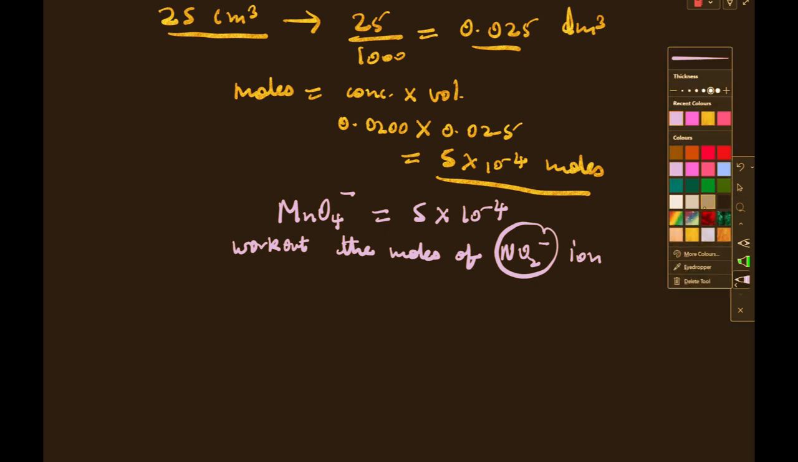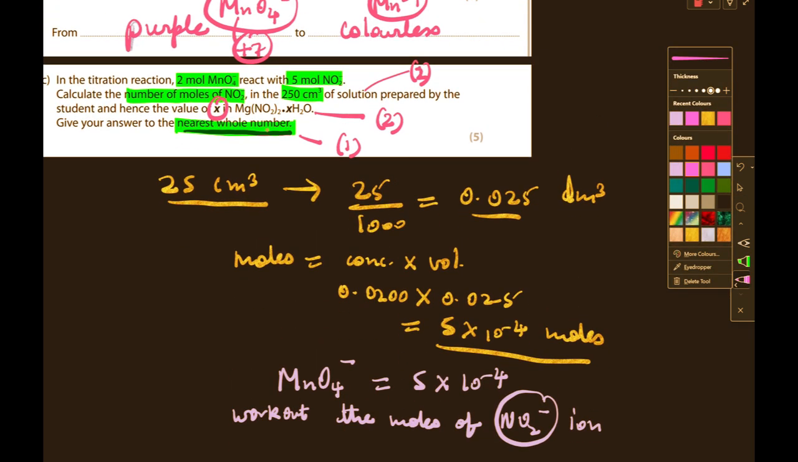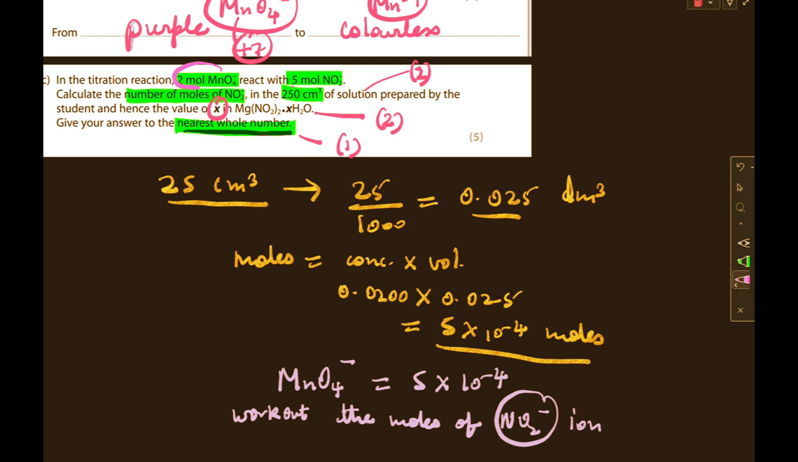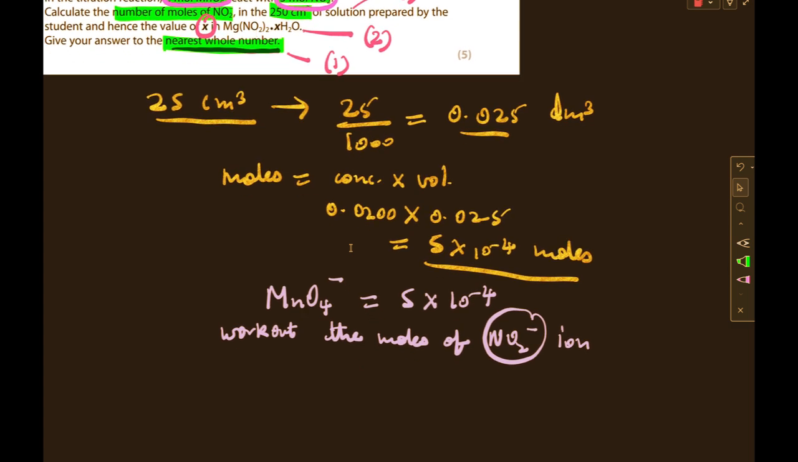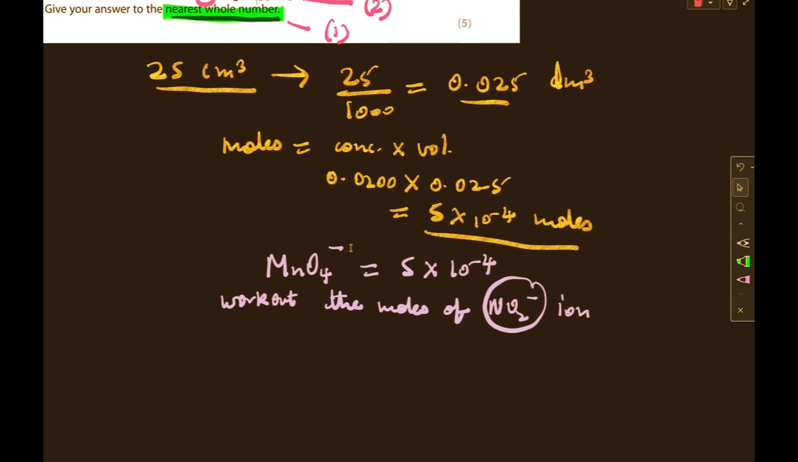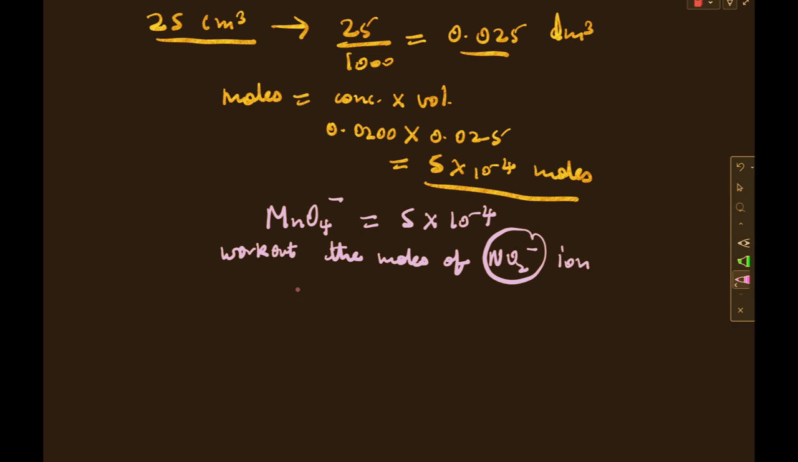I would simply use the ratio given in the question. So how do I know 2 to 5? Because it says clearly here 2 moles of permanganate, 5 moles of nitrite ions, NO₂⁻ ions, are being used. So this is the ratio. So we know the ratio. So what I simply write here is MnO₄⁻ and NO₂⁻ have a ratio of 2 to 5.